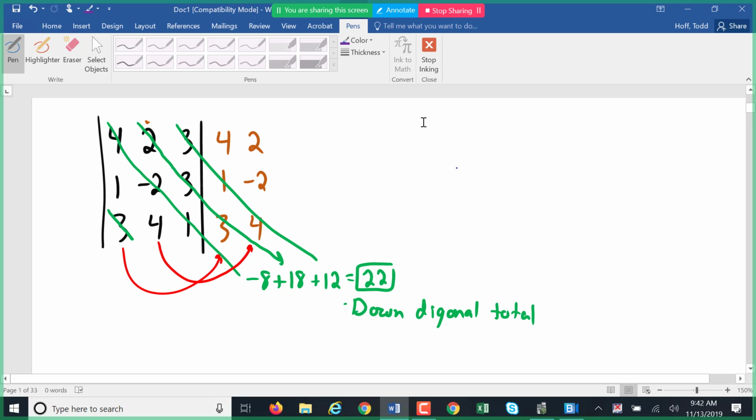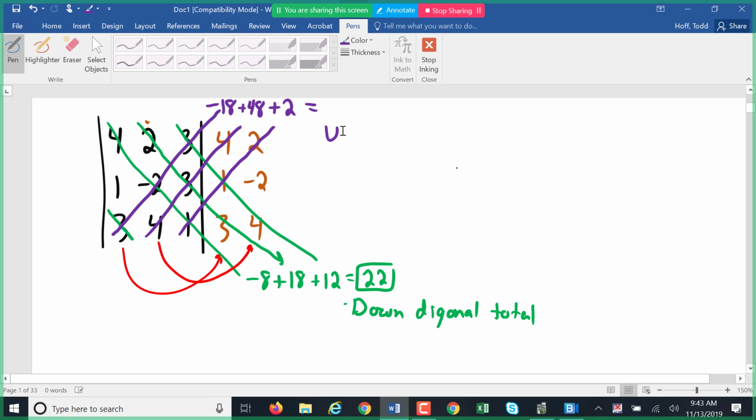Now my up diagonal works the same way, only there's an up diagonal for every entry in the bottom row. So we start with the 3 here. We go 3 times negative 2 times 3. That's a negative 18. The next up diagonal is from the second entry of the bottom row. 4 times 3 times 4. That's a positive 48. The final up diagonal is from the last entry of the bottom row. 1 times 1 times 2 is 2.